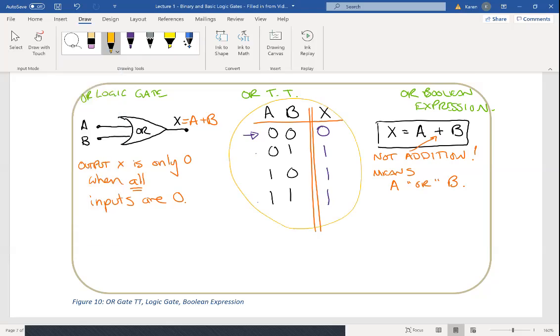So please memorize this OR gate truth table. You don't really have to memorize the whole table, but you have to memorize the fact that all inputs have to be 0 for there to be a 0. The rest of the outputs are all going to be a 1.